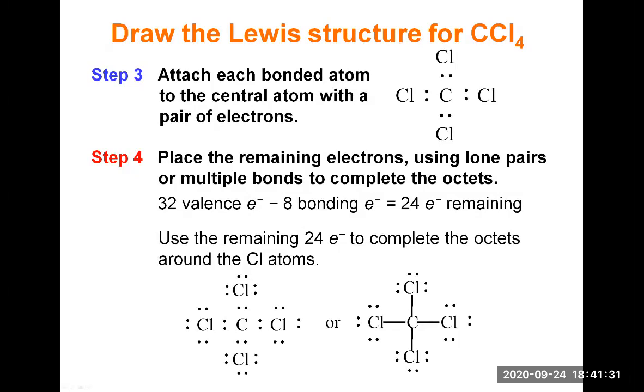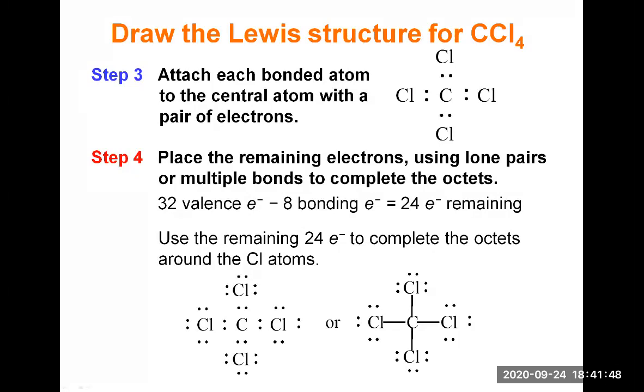And then carbon also has an octet by having 4 single bonds. 4 single bonds times 2 electrons each, that's 8 electrons around carbon. So carbon also has an octet, just like every chlorine. So all atoms are satisfied.